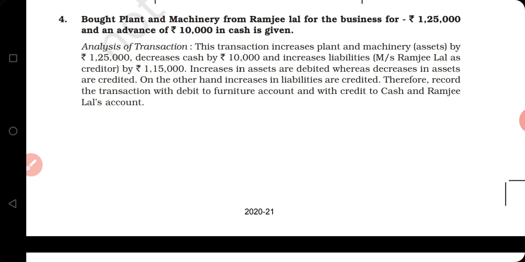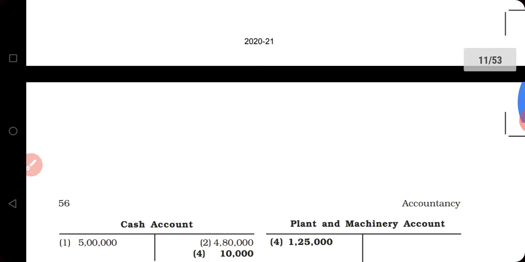bought plant and machinery from Ramji Lal for the business for rupees 1,25,000, and advance of rupees 10,000 in cash is given. So business already purchased the plant and machinery from Ramji Lal, and the amount is rupees 1,25,000. This is the cost of the plant and machinery, but we are not making the entire payment. We have paid only 10,000 in cash, and the rest amount will be credit. It should be trade credit. So see the analysis of the transaction.